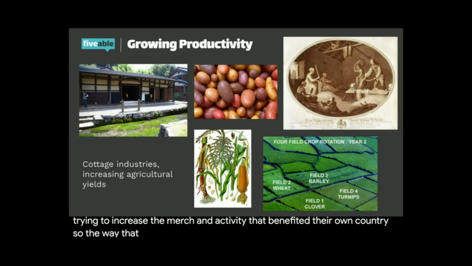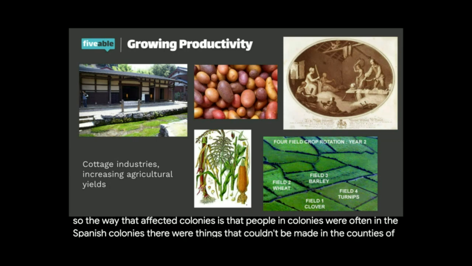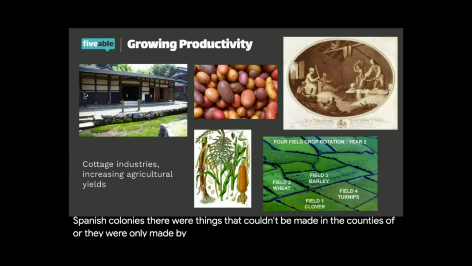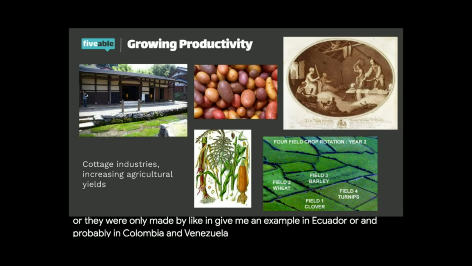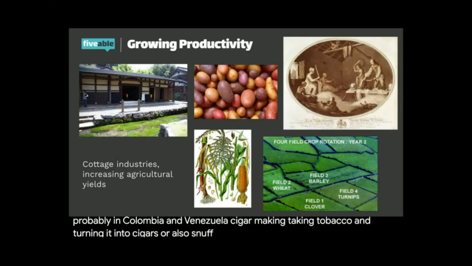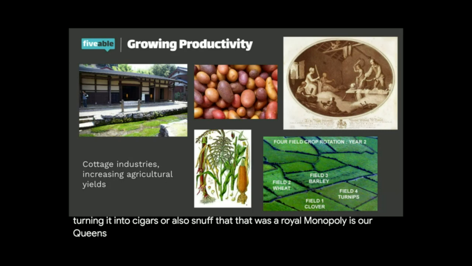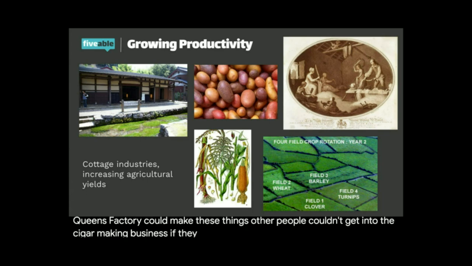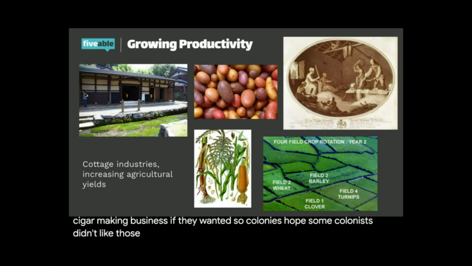So the way that affected colonies is that in the Spanish colonies, there were things that couldn't be made in the colonies. Let me give you an example: in Ecuador, and probably in Colombia and Venezuela, cigar making, taking tobacco and turning it into cigars, or also snuff, was a royal monopoly. So only the king's or queen's factory could make these things. Other people couldn't get into the cigar making business if they wanted. So some colonists didn't like those restrictions.